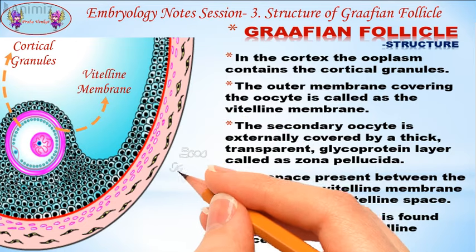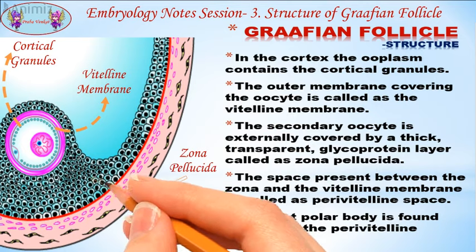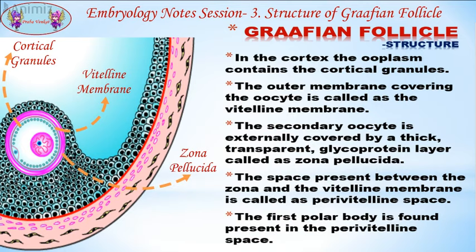The secondary oocyte is externally covered by a thick, transparent glycoprotein layer called the zona pellucida. The space present between the zona and the vitelline membrane is called the perivitelline space. The first polar body is found present in the perivitelline space.